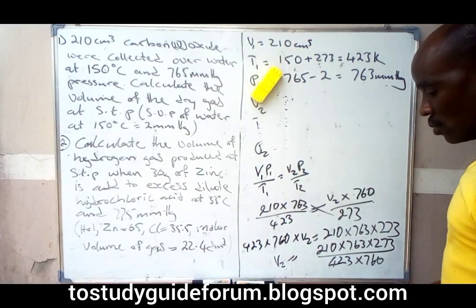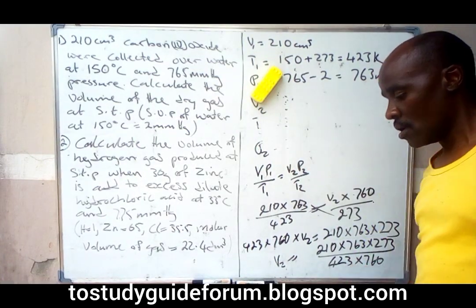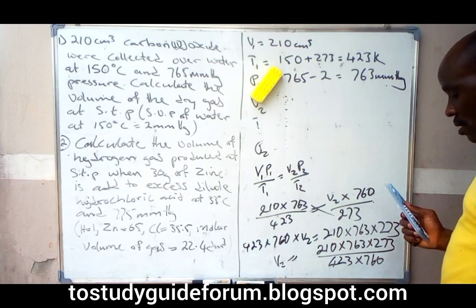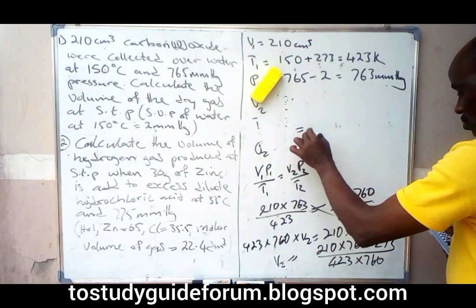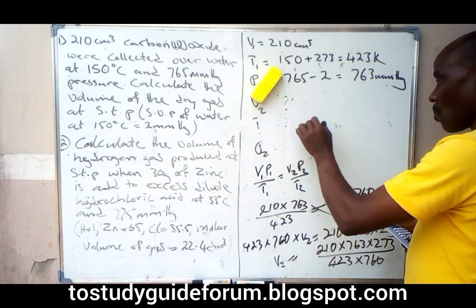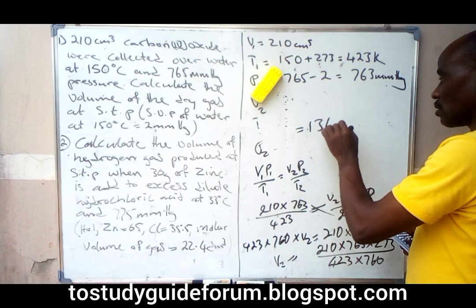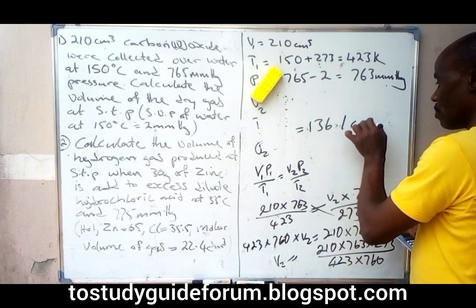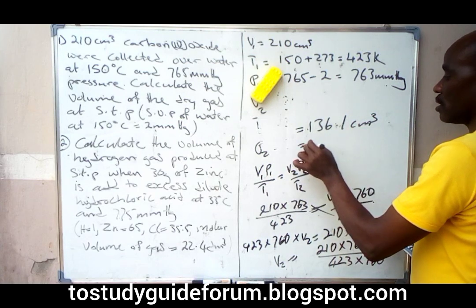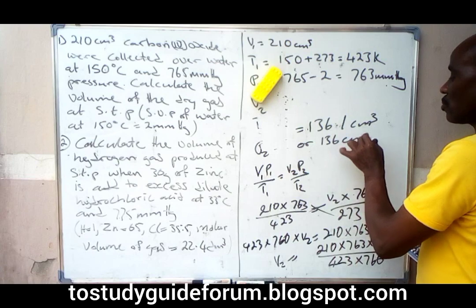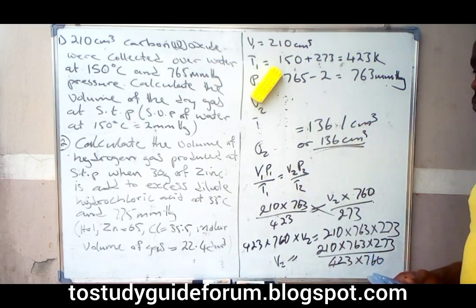So when we divide through, what we are going to have will be equal to 136.1 cm cube, or we can just make it 136 cm cube. So this is what we have here.